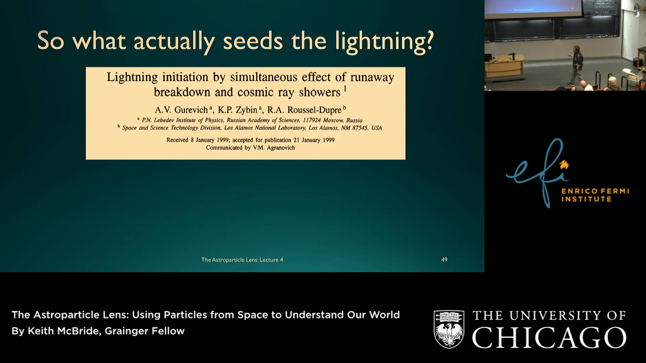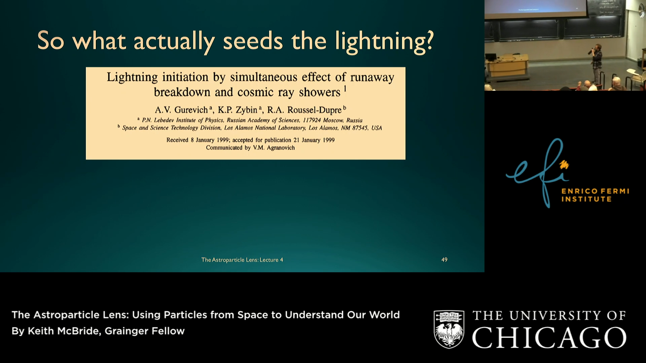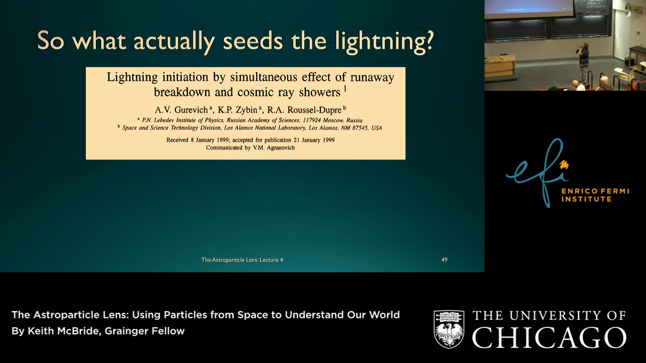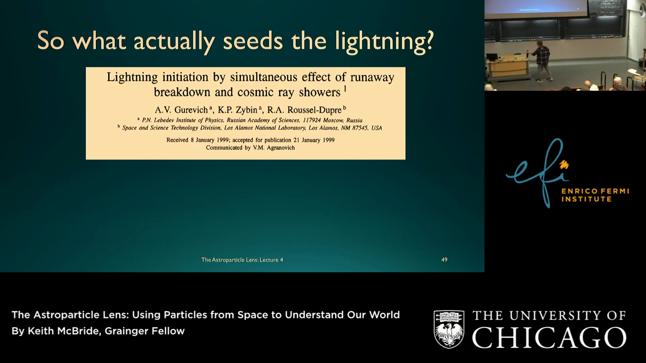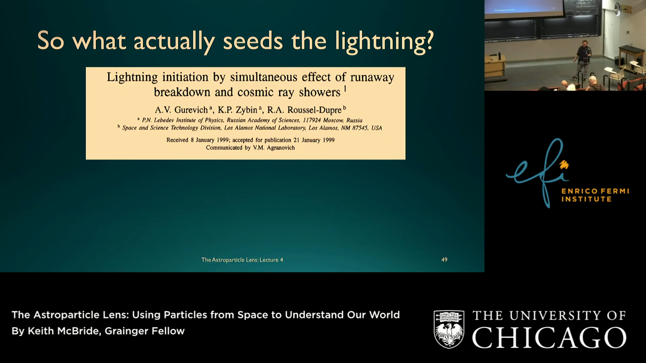So what actually seeds the lightning? And so you know this is the astroparticle lens. Now I can't say this with certainty, right? This is still an ongoing field of research, but as early as Wilson's paper in 1925, he proposed actually that maybe relativistic electrons can be seeded in thunderclouds to give lightning.